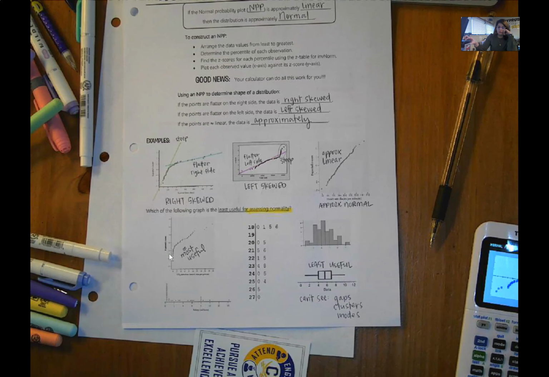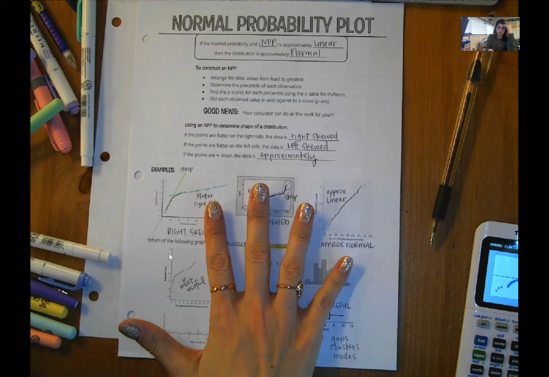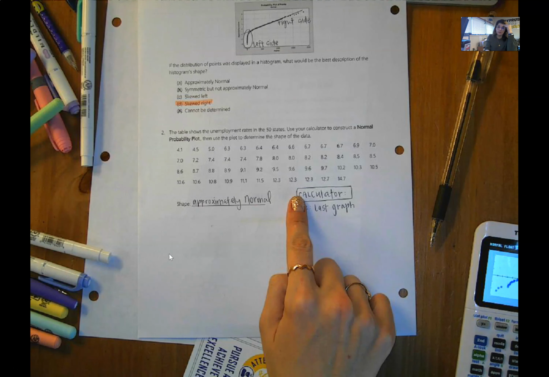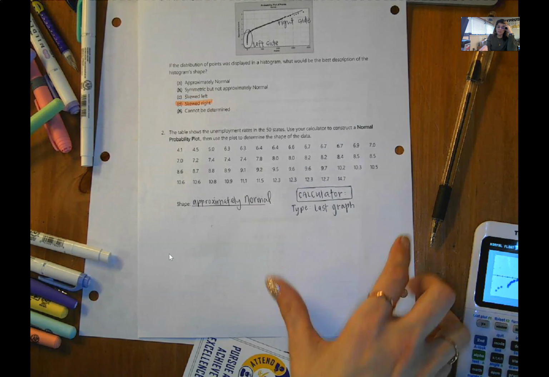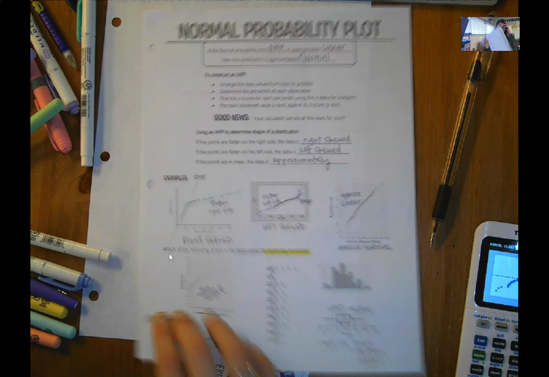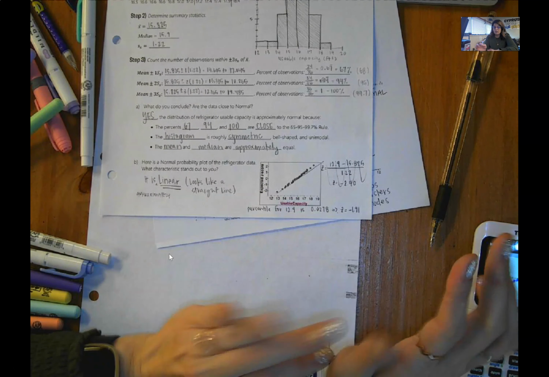Okay, that's it for normal probability plot. Your biggest takeaway from this is that you just want to make sure that you can look at a normal probability plot and decide the shape of a distribution, and then use your calculator to get a normal probability plot. So biggest takeaways, know what the shape is given a normal probability plot, and know how to get a probability plot from your calculator. If you did not understand what I was talking about when I was going through how you make one, that's totally fine. I wouldn't worry about that.